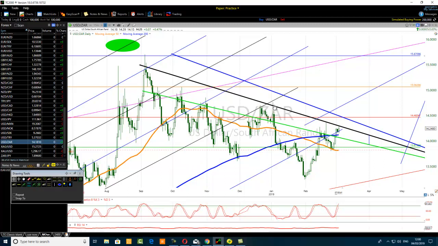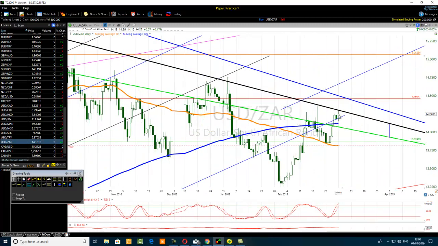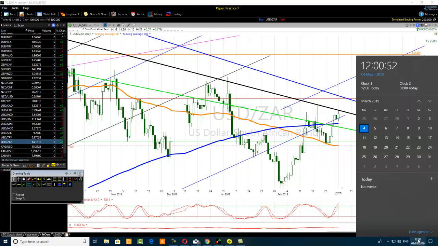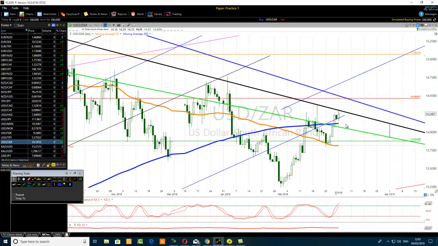So look here, look at the decision that we are making along the black trend line. Look at that. Now where are we? Today I'm on the daily chart. Today is the 4th of March 2019, and the time is 12:00 in London. All right, here it is. So if I drop down, let me show you.